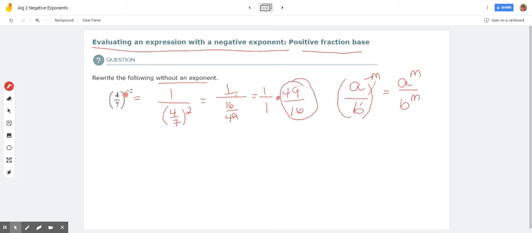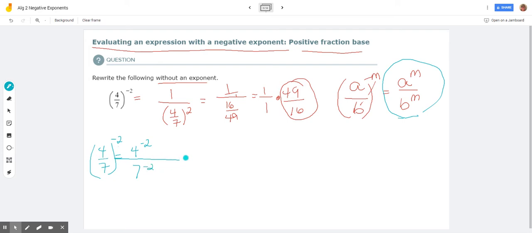Now, I wouldn't do it that way. There's another way of doing it. I'm going to show you multiple ways, so don't let me confuse you. What you want to do is pick the way that makes the most sense to you. This is the definition. We could also go 4/7 to the negative 2 and use this rule right here, and instead go equals 4 to the negative 2 over 7 to the negative 2.